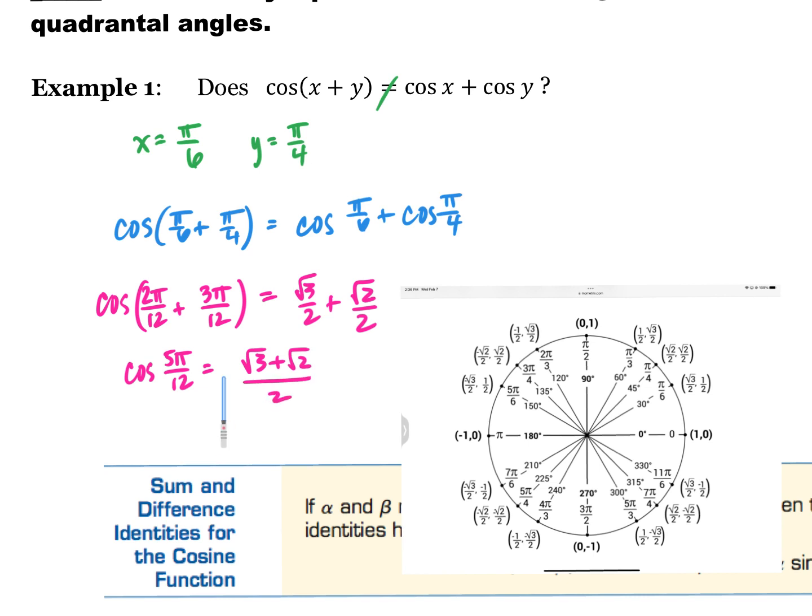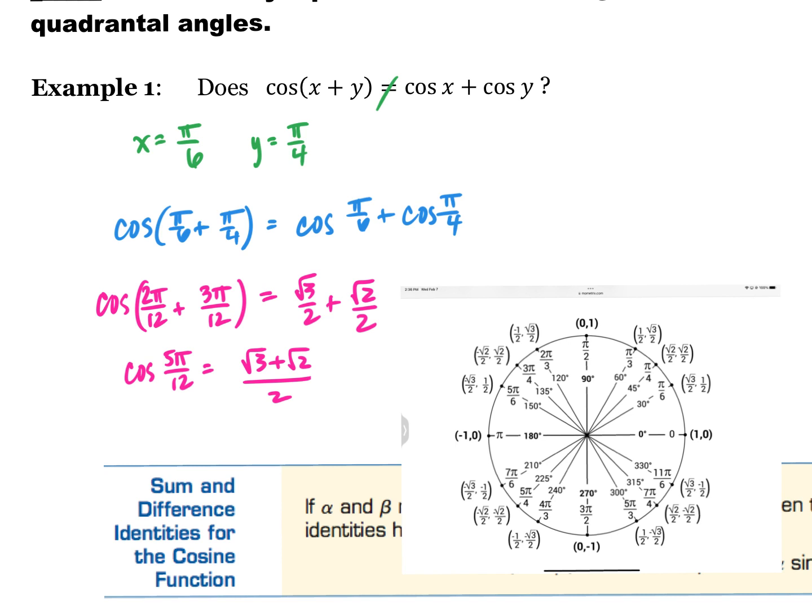And we're like, I'm not quite sure. Maybe they are equal. Something I can do to check it is go to my calculator. I'm going to make sure that I'm in radians. And I'm going to say, what is the cosine of 5 pi over 12? And is that the same as, you guys don't need to type this in, I'm just trying to prove something for you, root 3 plus root 2 all over 2? Did we get the same thing?